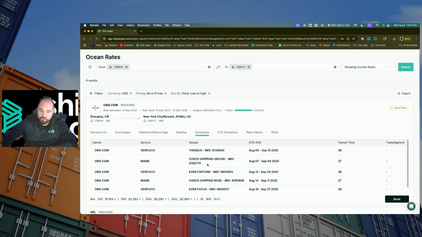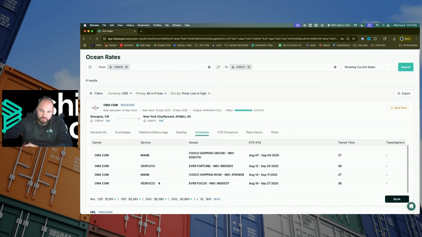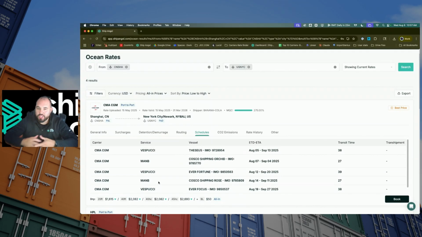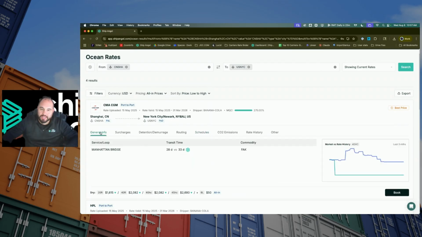Inside the schedules tab is where you're going to start to see a lot of information to understand ETD, ETA on some potential shipments that I could move on, but also you can start to validate the transit times. Hey, I have a Manhattan Bridge service, that's 27 days. There's other services, like Vespucci, maybe I could consider, but what is the overall transit on this lane and how does it compare to my KPI of 28 days?